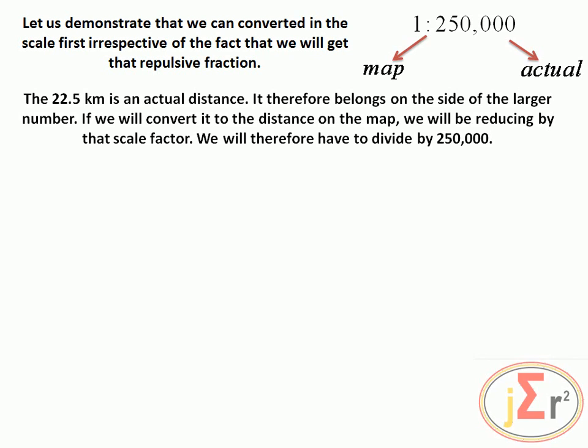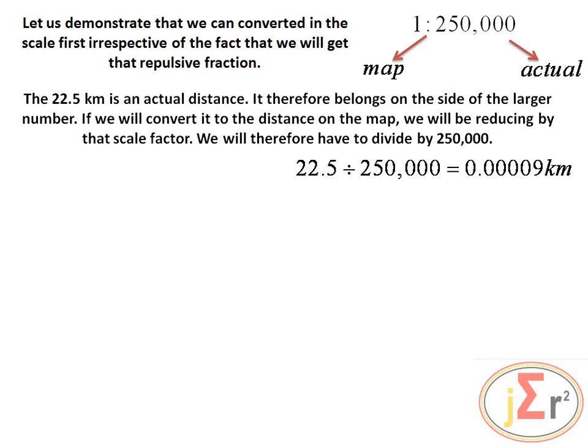We will therefore have to divide by 250,000. So do that. Divide by 250,000. So 22.5 divided by 250,000 gives 0.00009 kilometers. So that is what our answer will be if we would have chosen to convert using the scale of the map first.